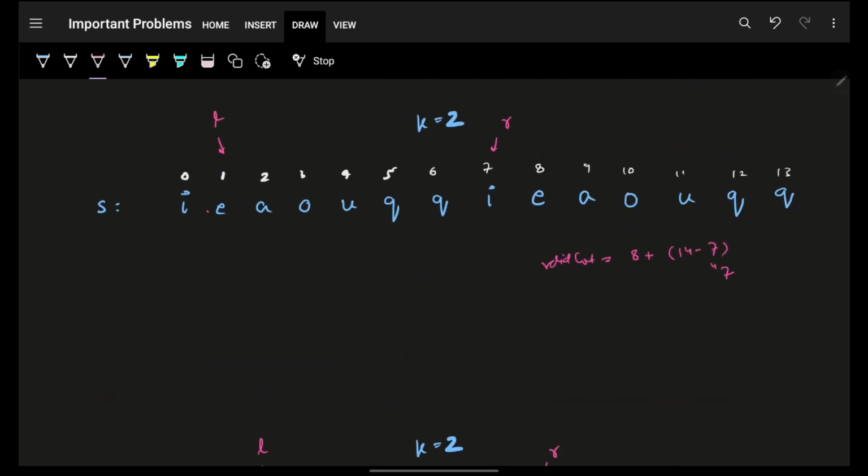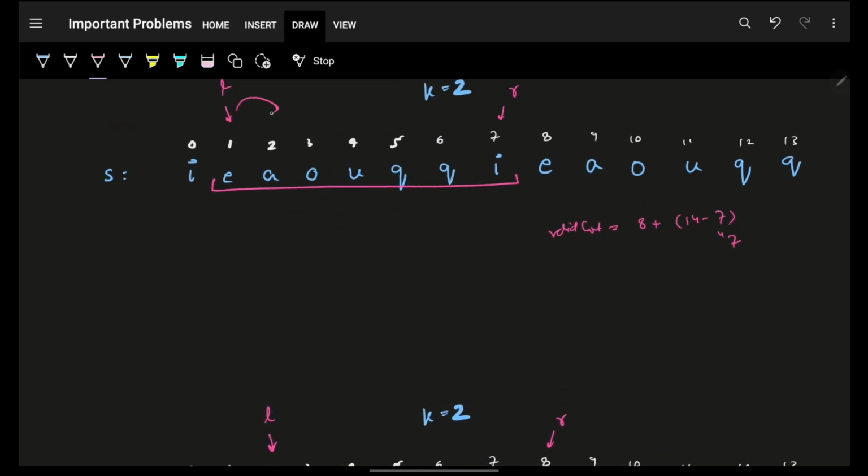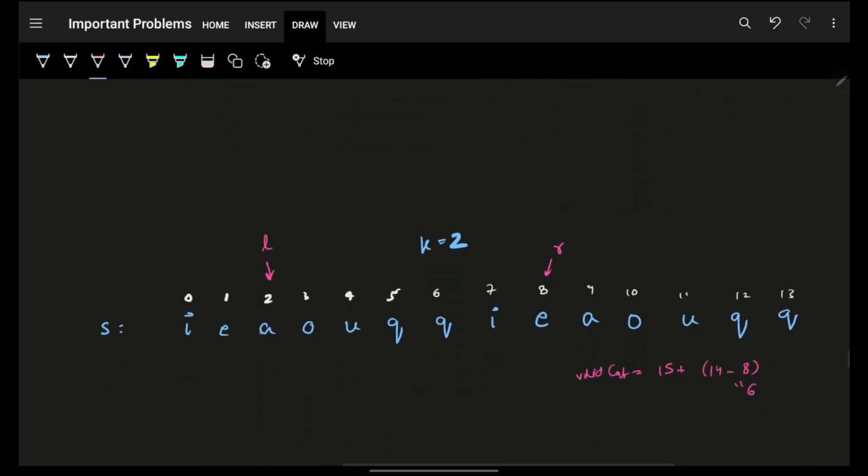So now again I shrank it, but then I have to expand it as well. So again I added 14 minus 7. Again I will try to shrink it here, but then it will become invalid. In the next iteration it will automatically go R forward. It will again be here. Again it is valid, so adding a 6.